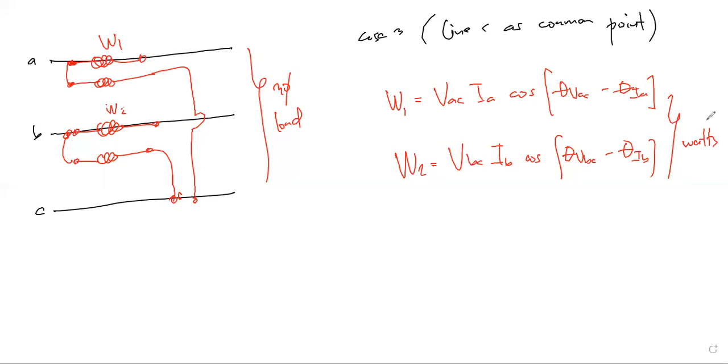So given that you already have the indication of wattmeters 1 and 2, either in case 1, case 2, or case 3, how do we obtain the total power drawn by the circuit?